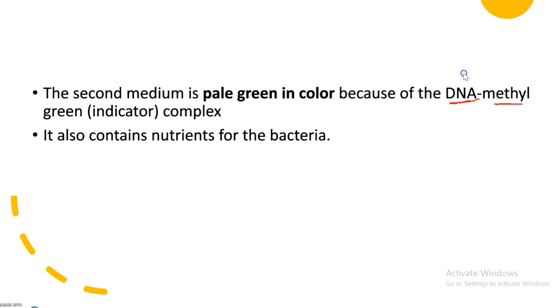As you know, DNA is negatively charged and methyl green is positively charged. So it makes a DNA methyl green complex. That's why you see the medium pale green in color. The agar also contains some nutrients for the bacteria to grow.